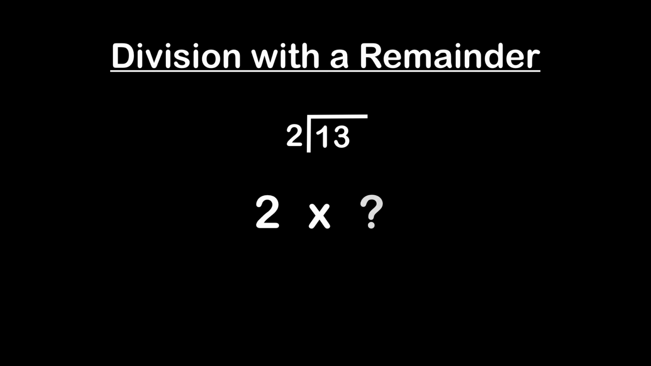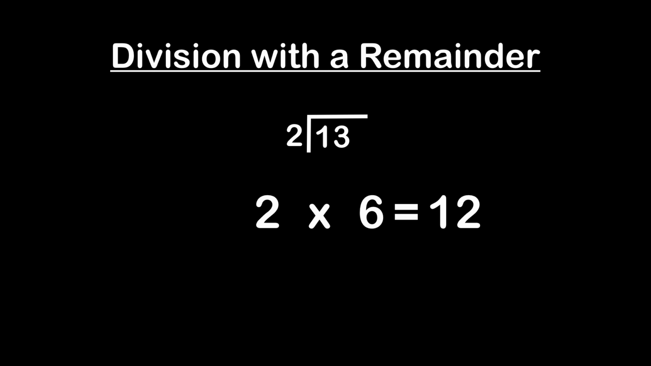So let's do that. 2 times 1 equals 2. 2 times 2 equals 4. 2 times 3 equals 6. And as you can see, as we go up in our times table, the closer we get to 13. So let's continue. 2 times 4 equals 8. 2 times 5 equals 10. 2 times 6 equals 12. Almost 13, but still not quite there.